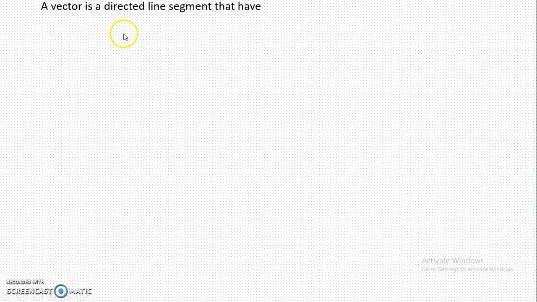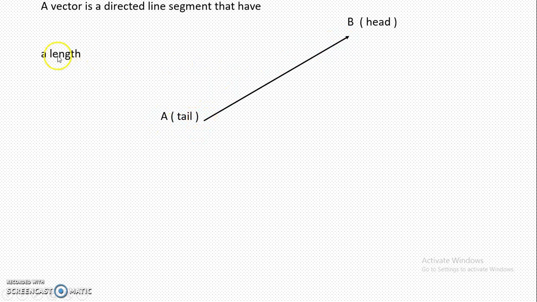Then a vector is a directed line segment that has A as a tail and B as a head, or starting point and ending point, or we can call A the origin. It has a specific length AB and a direction that depends on parallelism, and it has a sense from point A to point B.